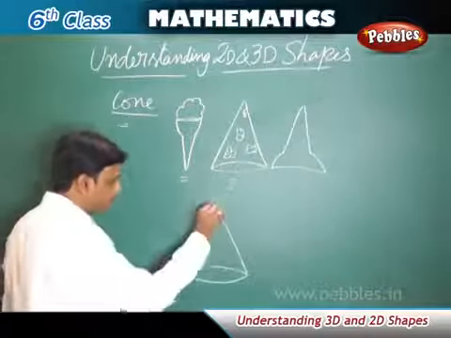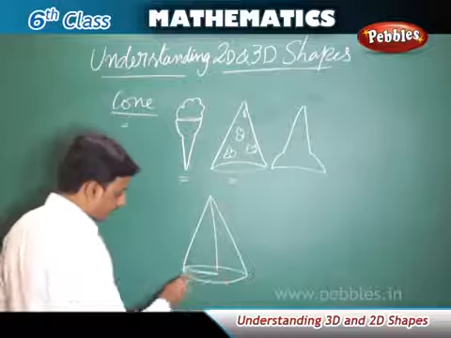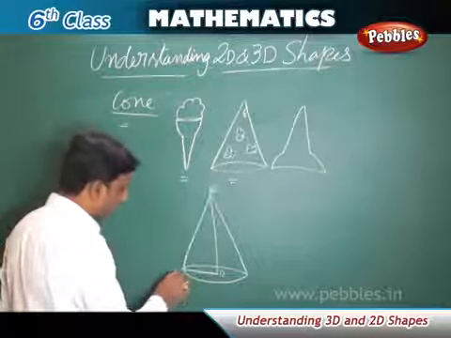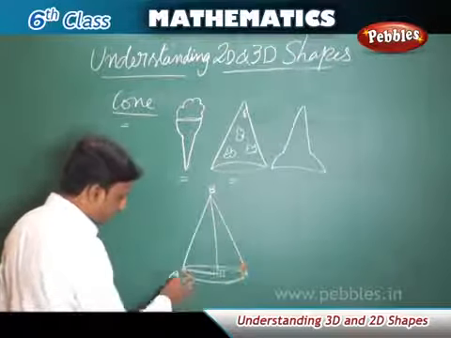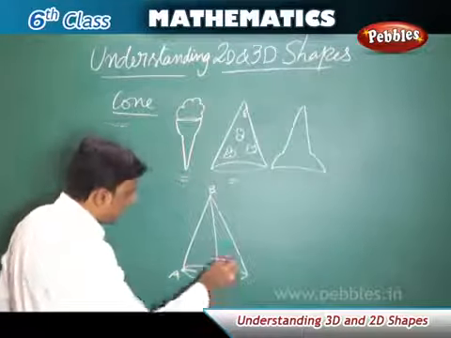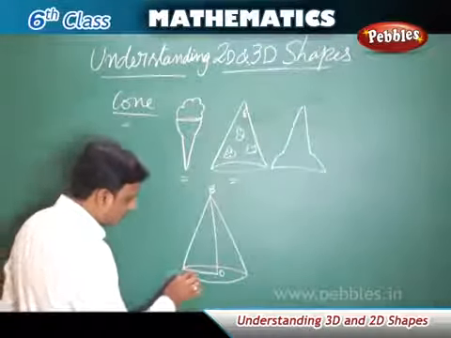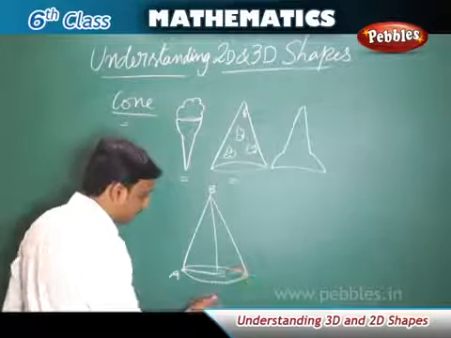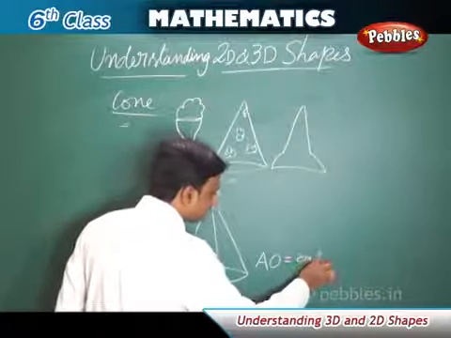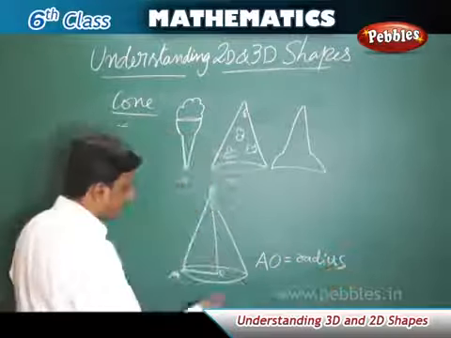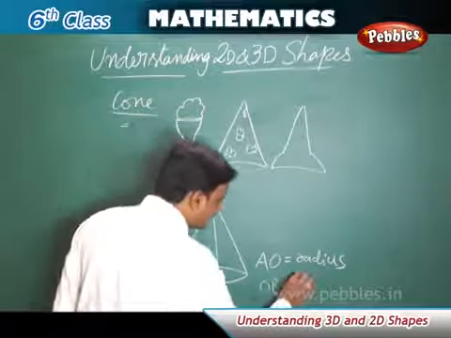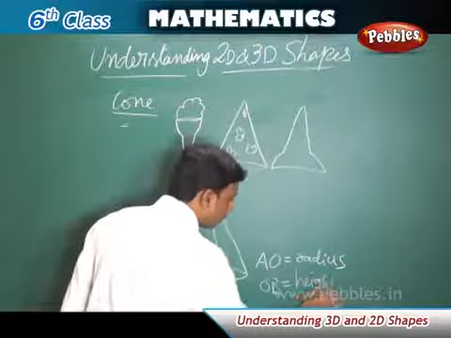If we look at the cone, if you mark 3 points like this, A, O, B, the distance from this edge of the circular end of the cone to the center of this circular base, AO, becomes the radius. And OB becomes the height of the cone.